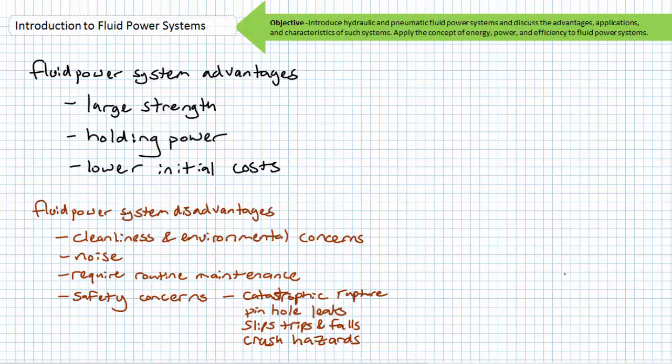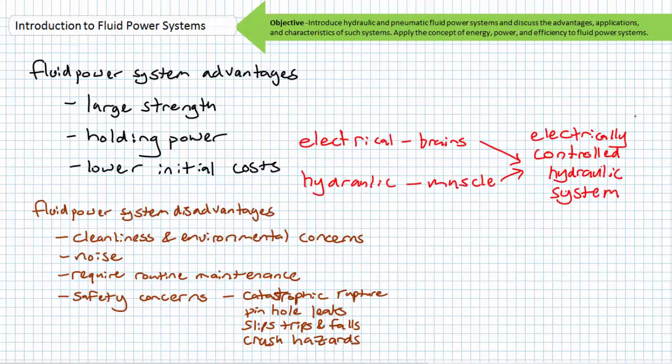Additionally, fluid power systems come with unique safety concerns, principally the ever-present possibility of catastrophic ruptures and pinhole leaks associated with high pressures, the slip, trip, and fall hazards presented by spilled hydraulic oil, and the very real possibility of having valuable portions of your anatomy crushed to a pulpy goo between an irresistibly moving hydraulic actuator and an immovable object. Hybrids of different systems exist for the purposes of mitigating disadvantages and maximizing advantages.